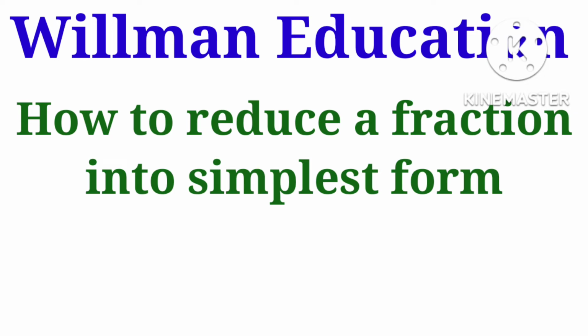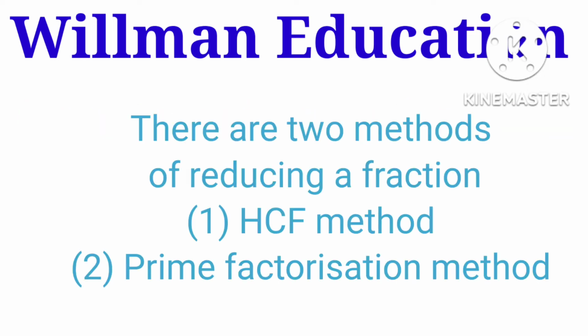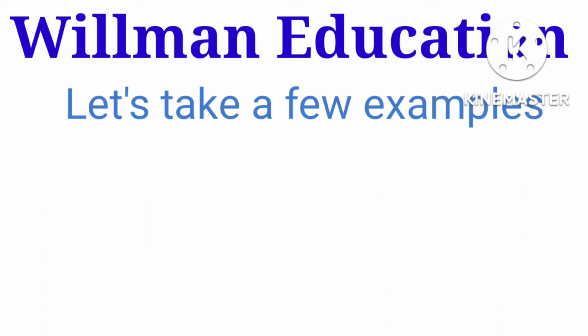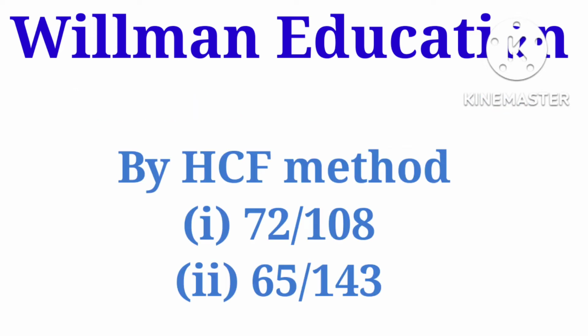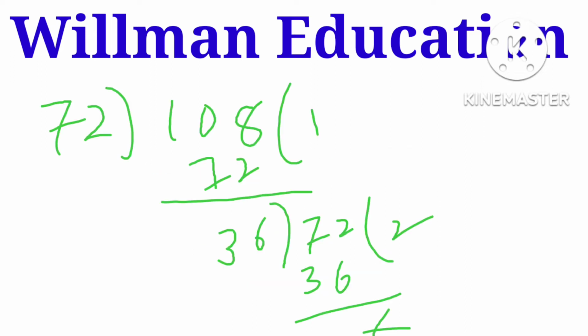How to reduce a fraction into simplest form? There are two methods of reducing a fraction, the HCF method and the prime factorization method. Both methods you have to know. Let's take a few examples. First of all, by the HCF method, number 1, 72 by 108, number 2, 65 by 143. Sums are worked out over here.